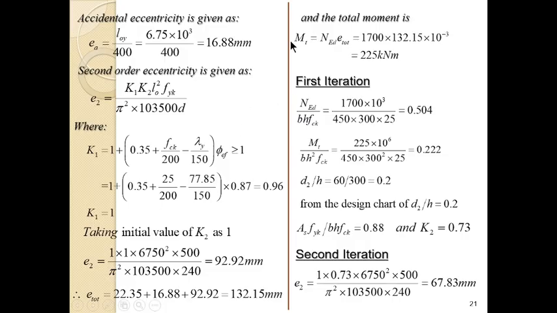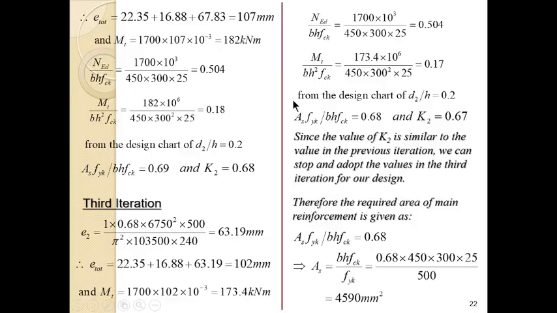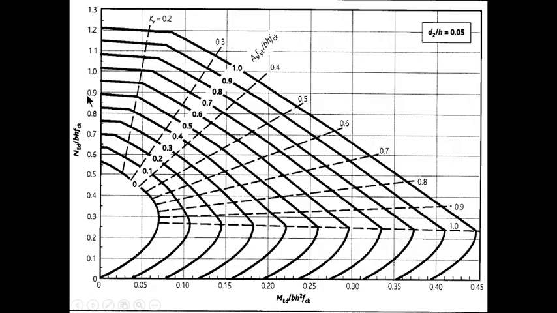We now come back to this formula to calculate the moment. The moment is the design load multiplied by the total eccentricity. The design load is 1,700 kilonewton. The total eccentricity is 132.17 millimeter, which we multiply by 10 raised to the power minus 3 to change it to meter. So the moment here is now 225 kilonewton meter. So we now go to the iterations. For the first iteration, the parameters, let me just show you. This is the column chart.